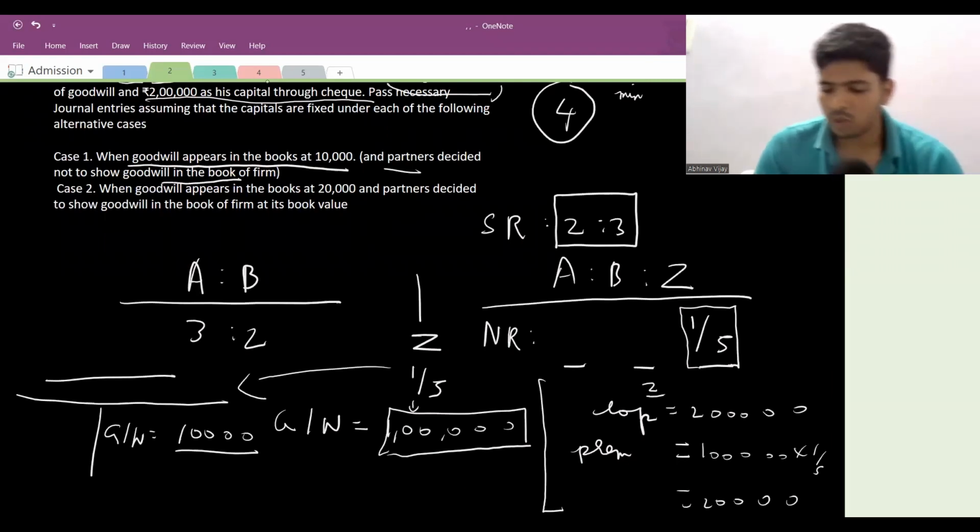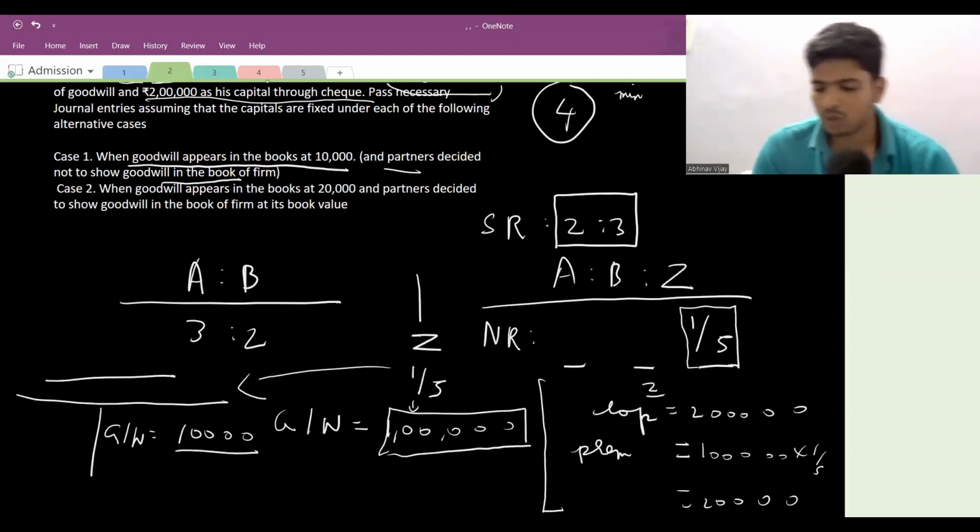And now on 1st April 2022, D was admitted. And when D was admitted, the self-generated value of goodwill is 1 lakh. The new profit sharing ratio is already given in the question, so we don't need to calculate it. It's equal, so 1 is to 1 is to 1 is to 1. So D was admitted for a 1/4 share. And D brought in stock this much, debtors this much, land this much, plant and machinery this much.